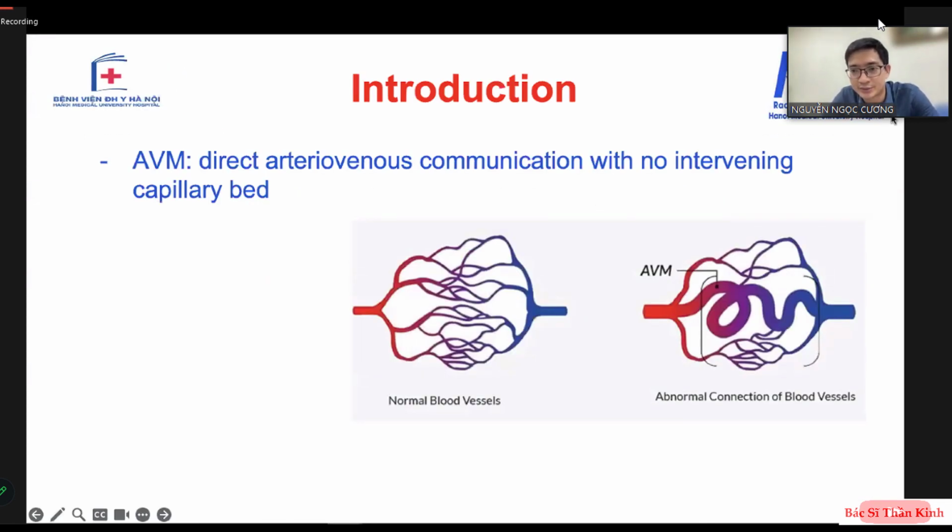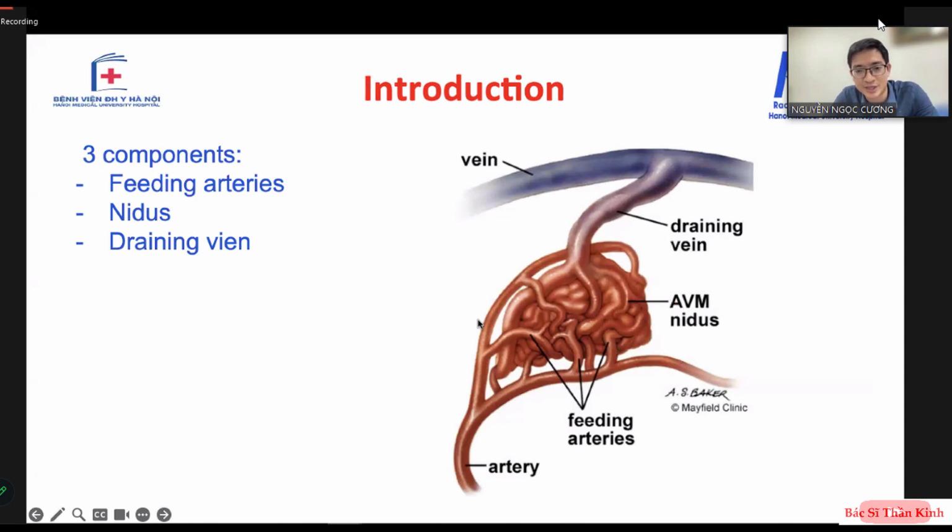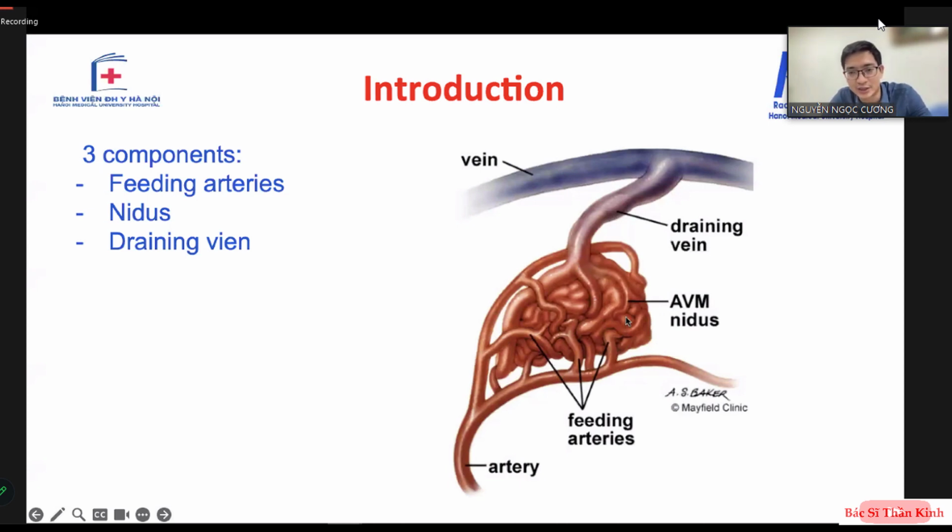Let's talk about the AVM, arteriovenous malformation. It is an abnormal connection between the arteries and the veins, as we see in the pictures here, without a normal capillary bed. And this AVM includes three components: the feeding arteries, the nidus, and the drainage vein. This is a very simple image that we can see in the textbook whenever you search about the AVM, not only the brain AVM, but also the peripheral AVM.